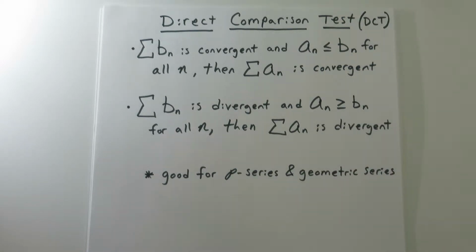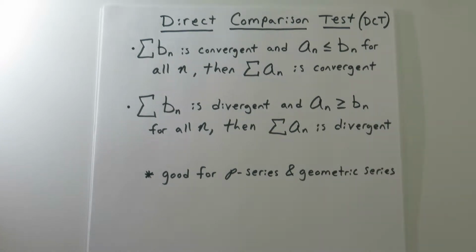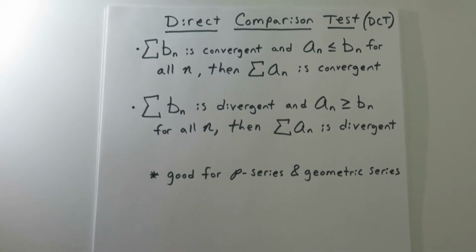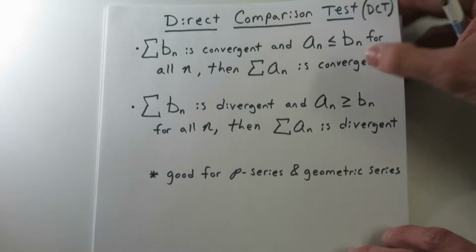So your direct comparison test is sometimes called DCT for short. This is good for p series and geometric series, or series that can be somehow algebraically manipulated so that they can look like a p series or a geometric series. And we're going to look at one that right off, it may not be obvious that you could treat it similarly to a p series, but let's just take a look at it and see what happens.